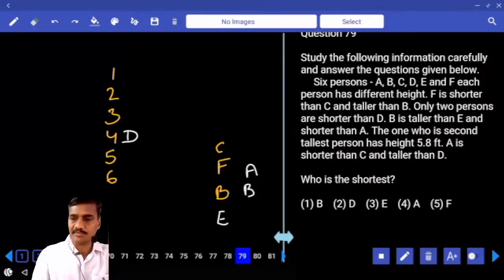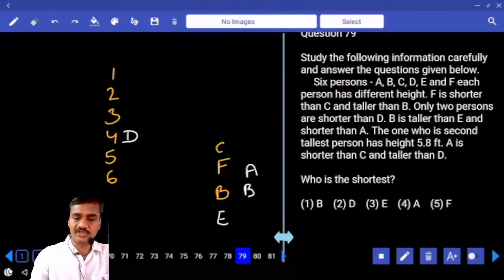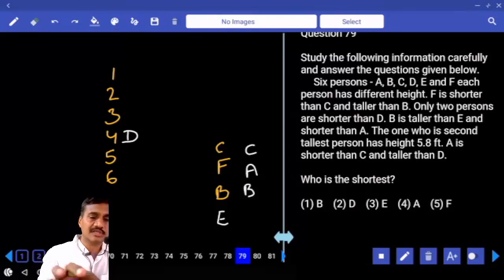ఇక్కడ చూడండి, B is shorter than A, and the one who is the second tallest, A is shorter than C. Now this A is shorter than C అన్నాం. Now if you take the case of C, A is shorter than C and taller than D. Hence, what is the possibility? A can be here or A can be here. And there are 2 possibilities ఉన్నాయి కదా.